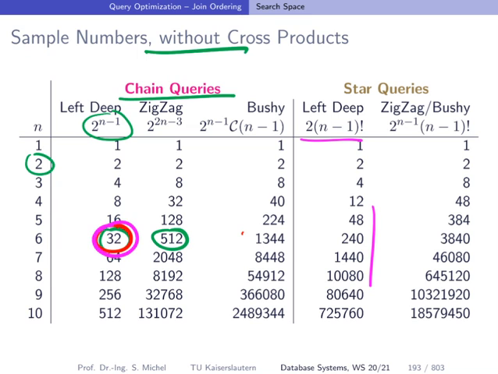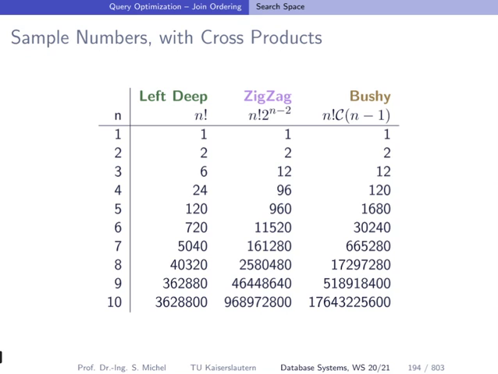Bushy, not linear, does not exist, to be precise, right? So it's zigzag in this case. And you see how crazy these numbers go up. If you allow cross products, that means that the query graph shape does not matter, because you can join everything with everything, just like in the clique query graph. Well, look at the numbers.